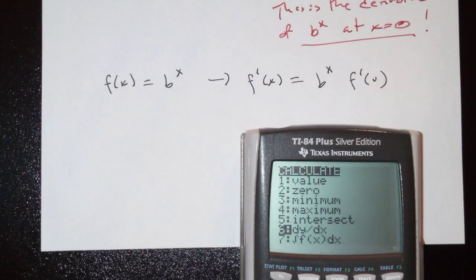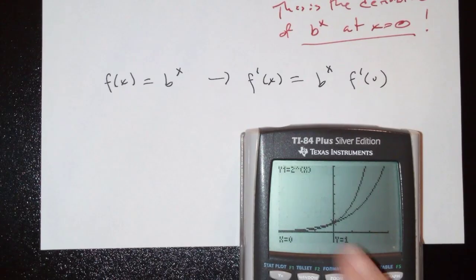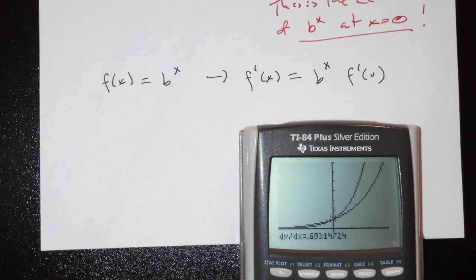I can say, I want you to do a derivative. And when I hit enter, it'll say, what equation do you want to use? I want to use 2 to the x. I want to do it at 0. I hit enter. And it shows me that dy dx is 0.6931472. 0.7-ish, right?